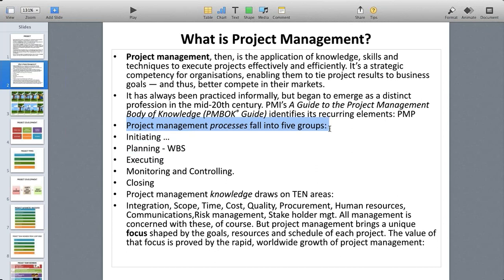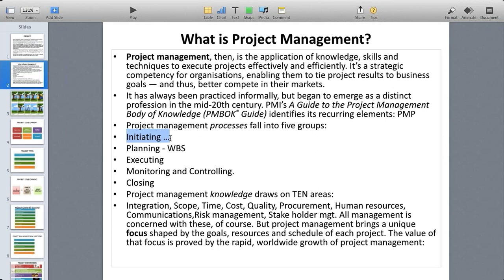Project management processes fall into five groups: initiating, planning, executing, monitoring and controlling, and closing. And project management knowledge draws on 10 areas: integration management, scope management, time management, cost management, quality management, procurement management, human resources management, communications management, risk management, and stakeholder management. Okay, let's see them one by one.